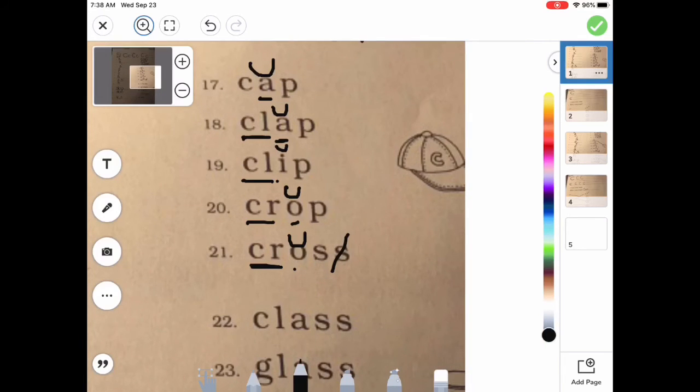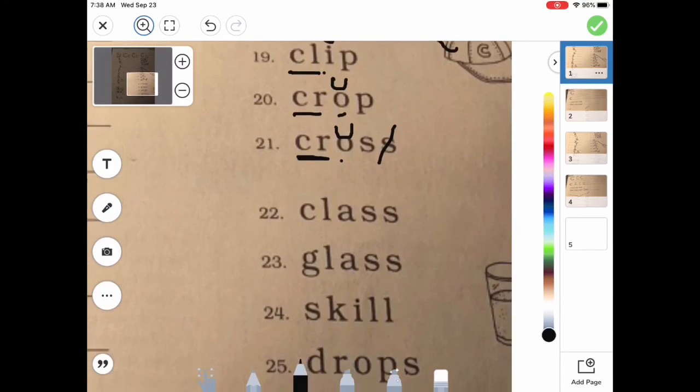So our five words were cap, clap, clip, crop, and cross. So which word matches the picture? That's right, it's a cap. Remember, cap is another word for hat.